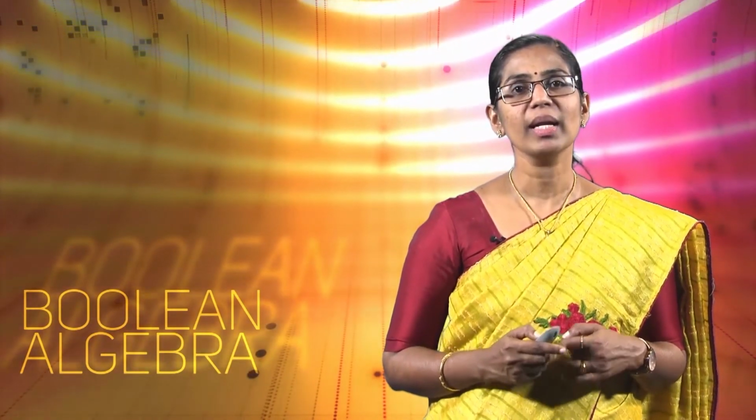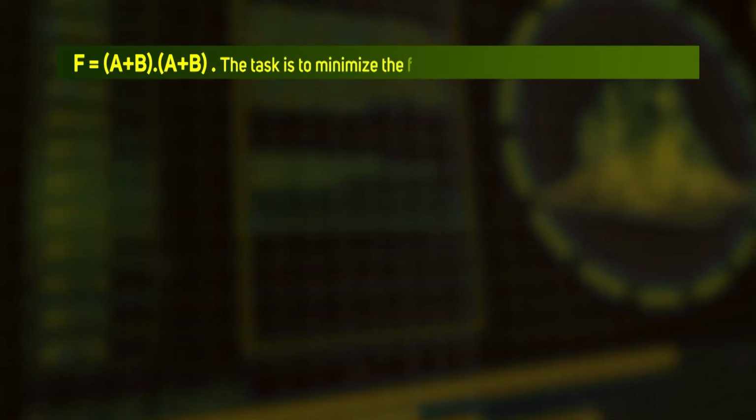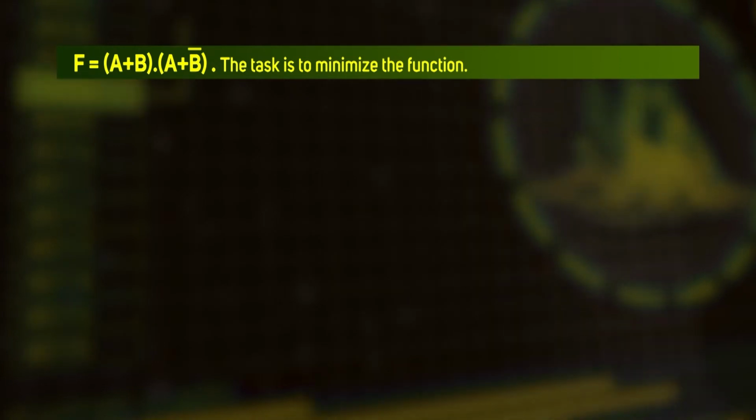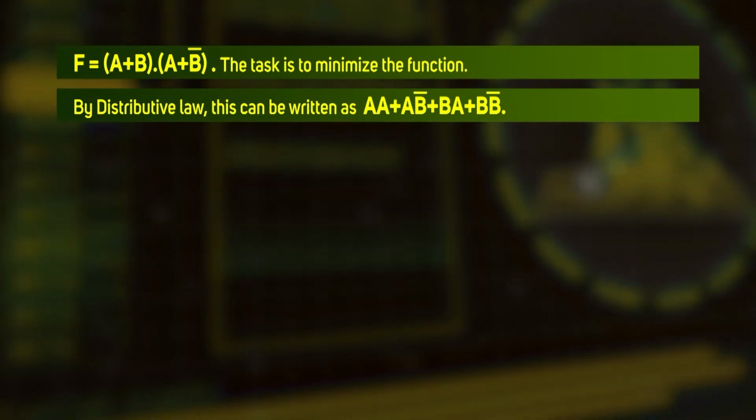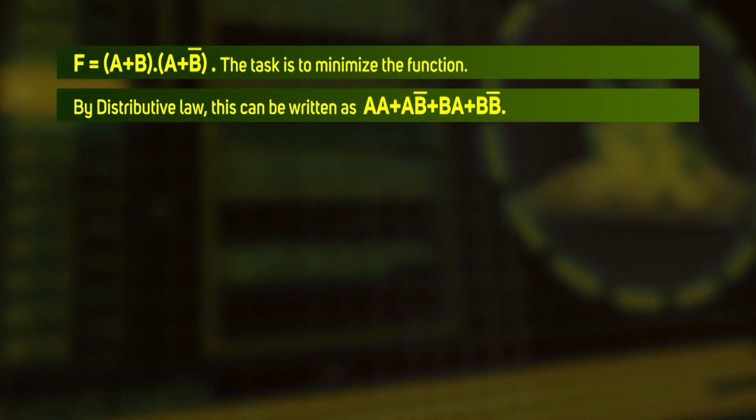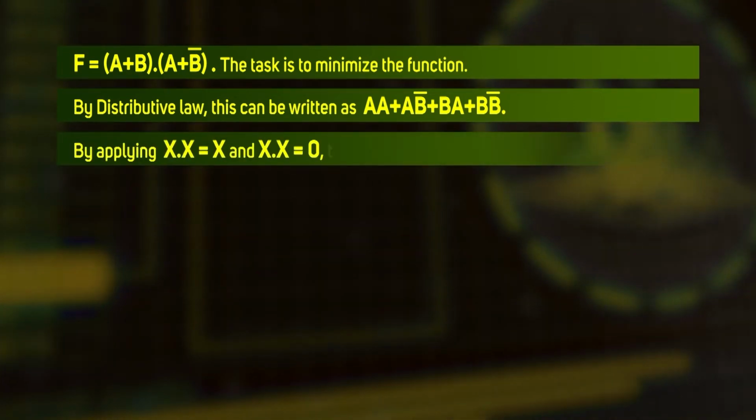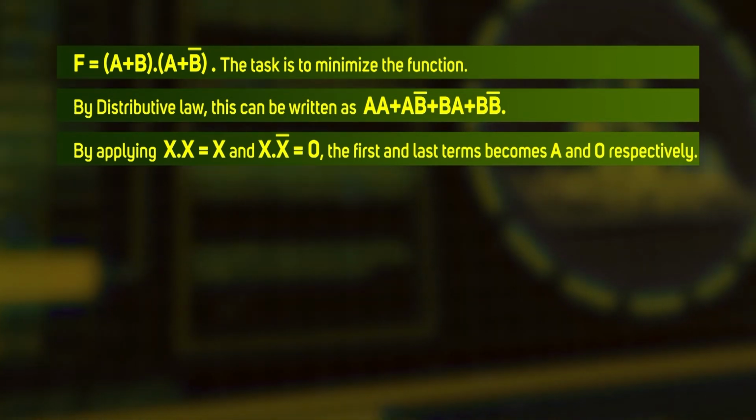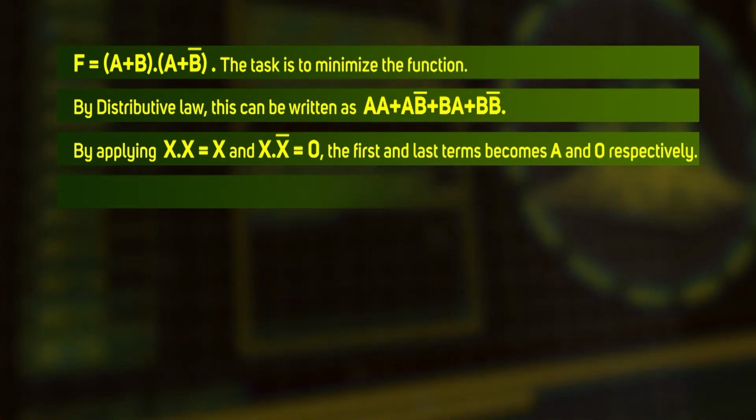Now let's see one example of simplification of a Boolean expression. Given the function f is equal to (a plus b) dot (a plus b complement). The task is to minimize the function. By distributive law, this can be written as a plus ab complement plus ba plus b complement. By applying x dot x equal to x and x dot x complement equal to 0, the first and last terms become a and 0 respectively.